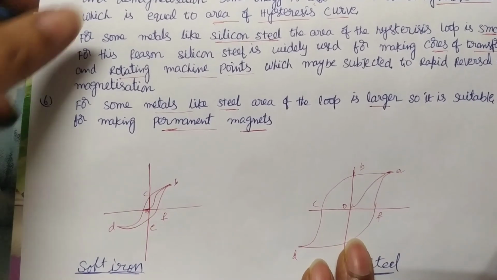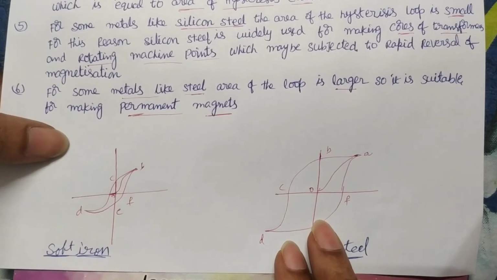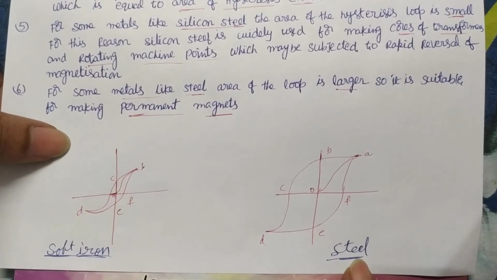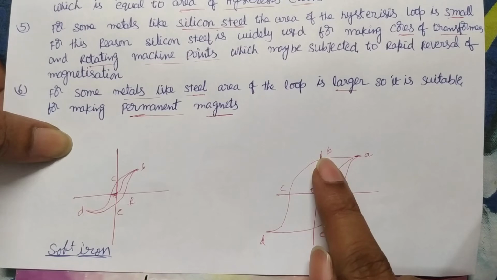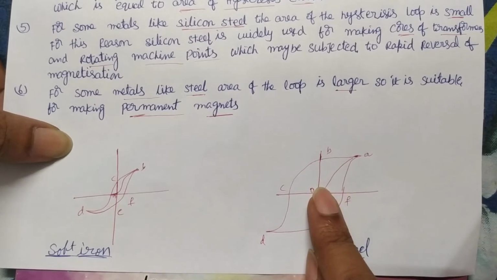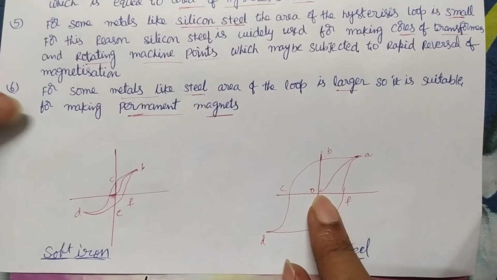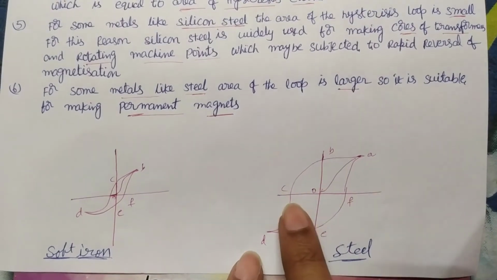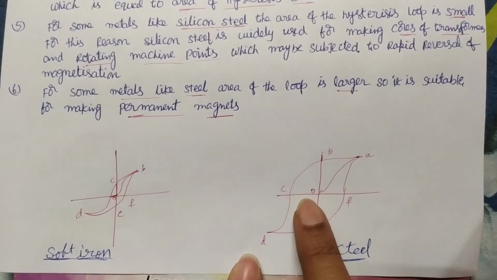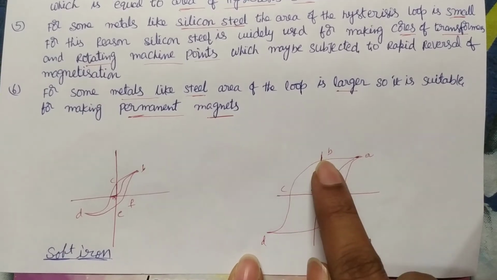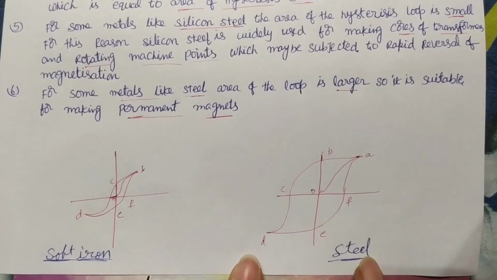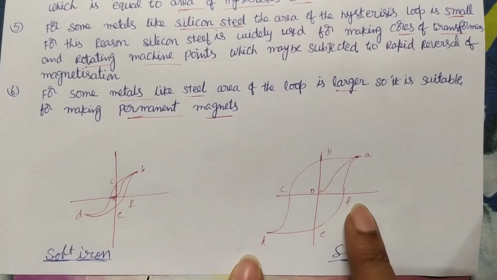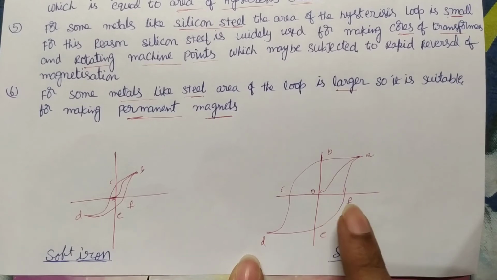But to make permanent magnets, we should use steel. That means once you magnetize it, even if you remove the external field, most of the magnetic field remains inside for a long time. Even if you apply an external field, a huge backward reverse field, only then does it lose its magnetic nature. Otherwise it won't lose it easily. Because of that, these types of metal are used for permanent magnets. For a long time, the magnetic nature remains there.